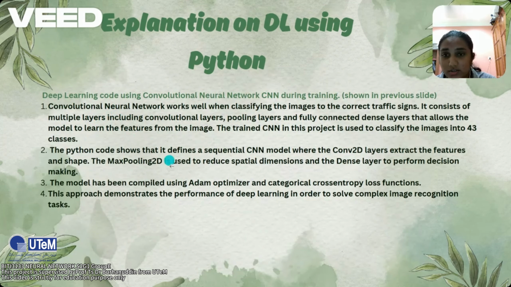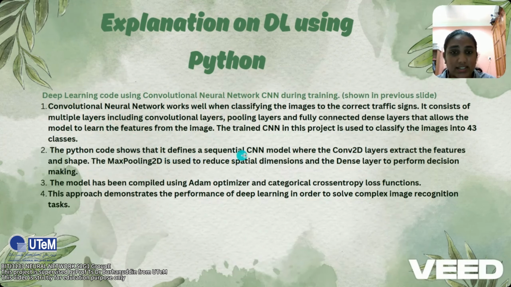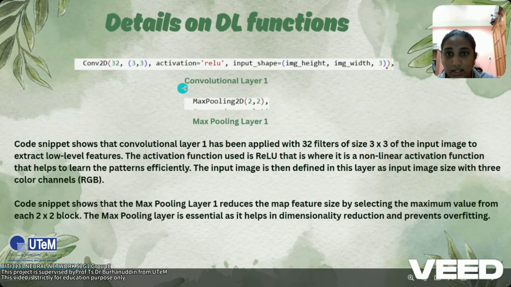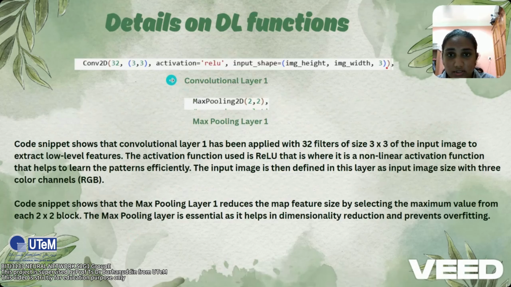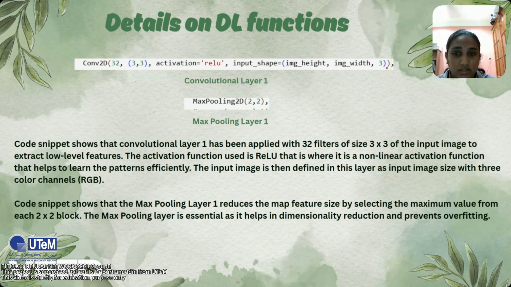The Python code defines a sequential CNN model where the Conv2D layers extract the features and shape, and the MaxPooling2D is used to reduce spatial dimensions, while the dense layer performs decision making. The model has been compiled using the Adam optimizer and categorical cross-entropy loss function. For the details, we use convolutional layer 1 and max pooling layer 1. These are the code snippets. Convolutional layer 1 is applied with 32 filters of size 3 times 3 on the input image to extract low-level features, and the activation function uses ReLU.